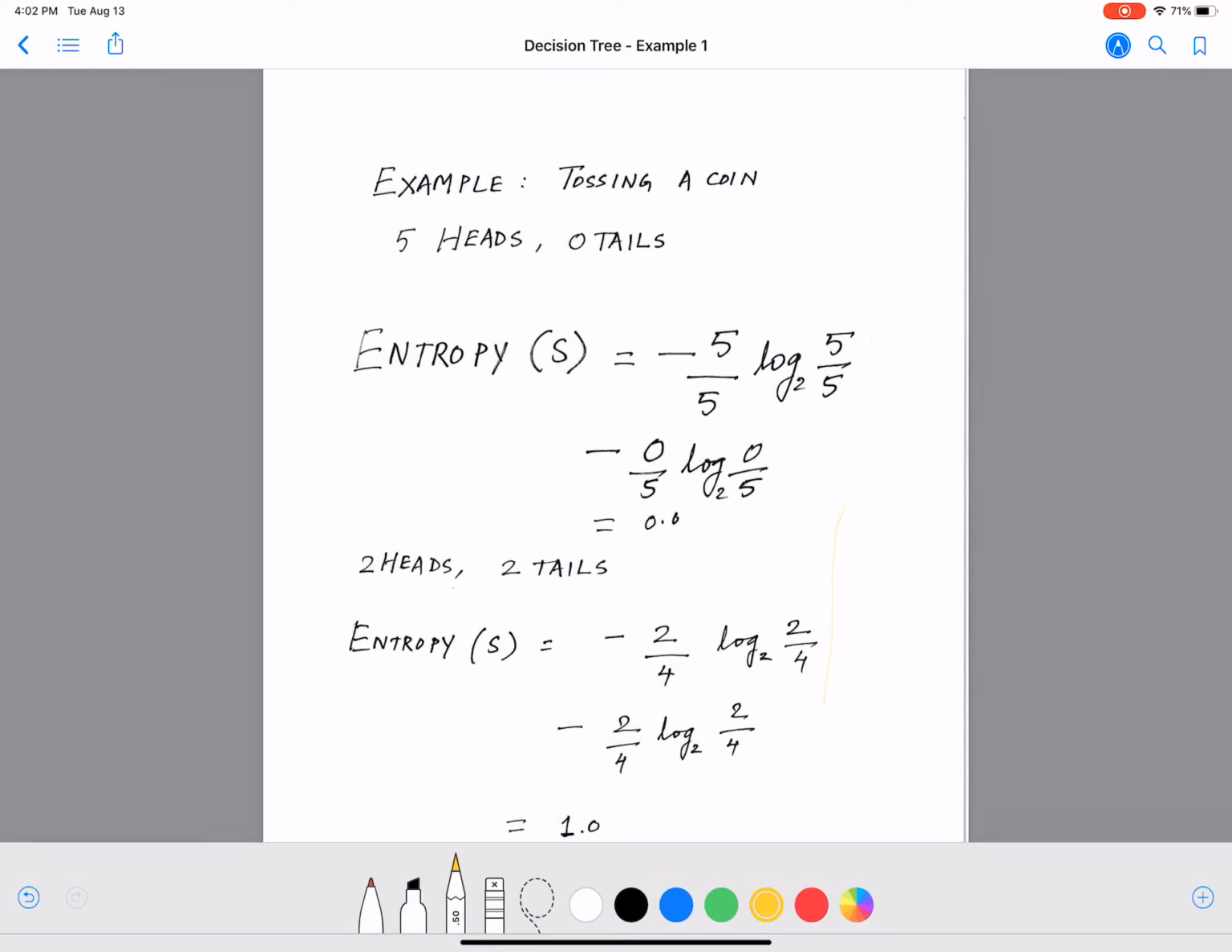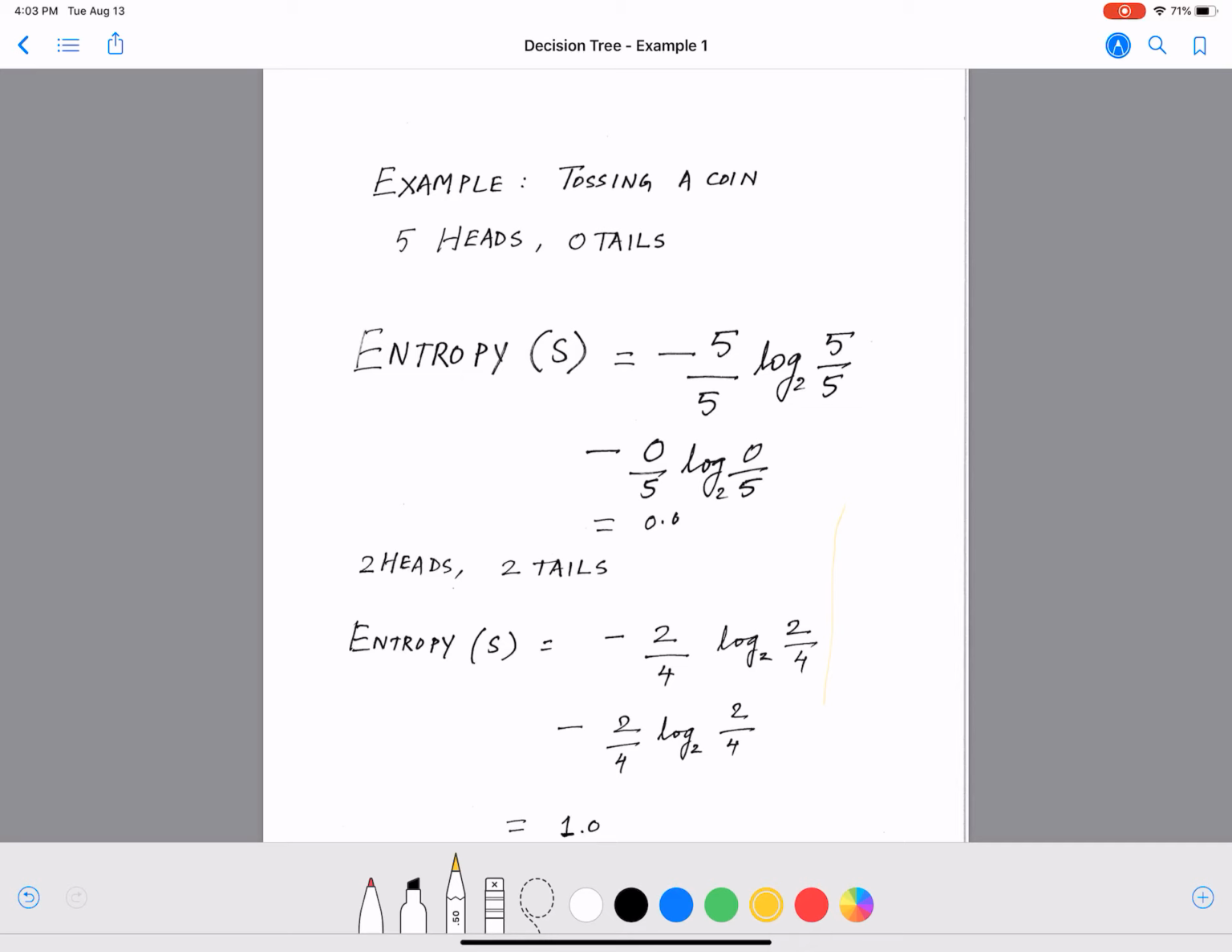Before we proceed to understand information gain in the decision tree algorithm, let's first understand entropy. So entropy is an important part of the information gain calculation, and we are going to take a simpler example to understand entropy. So suppose you want to toss a coin and record the outputs.